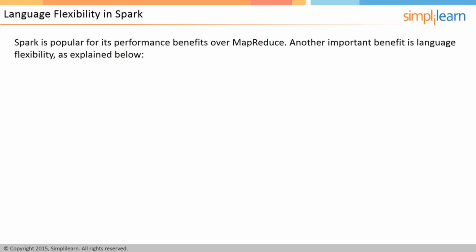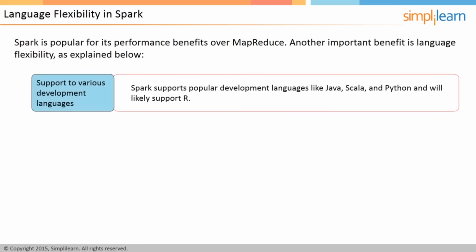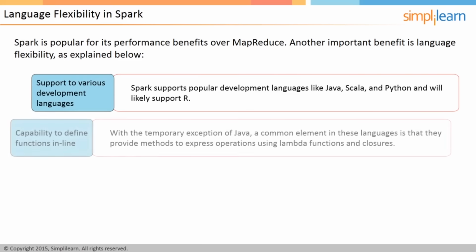In addition, it has the capability to define functions in line. With the temporary exception of Java, a common element in these languages is that they provide methods for expressing operations using lambda functions and closures. Using closures, you can use the application core logic to define the functions in line, which helps to create easy-to-comprehend code and preserve application flow.